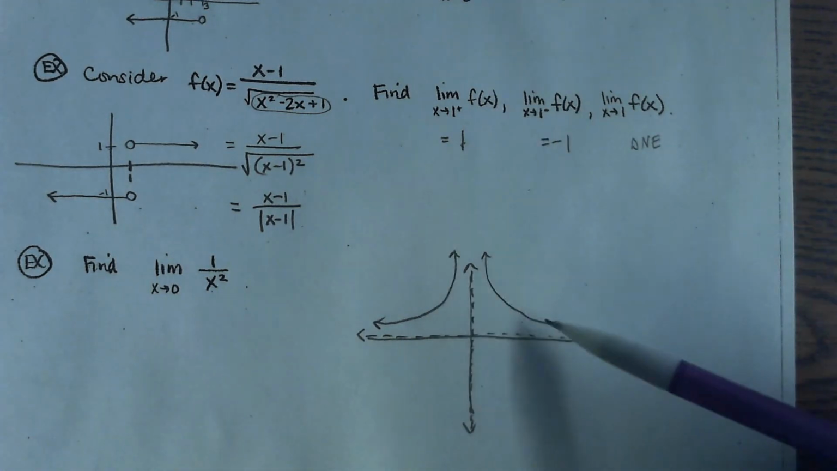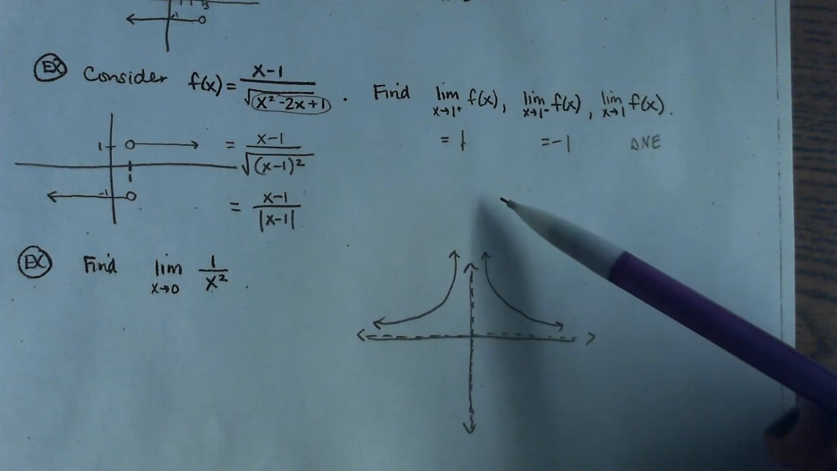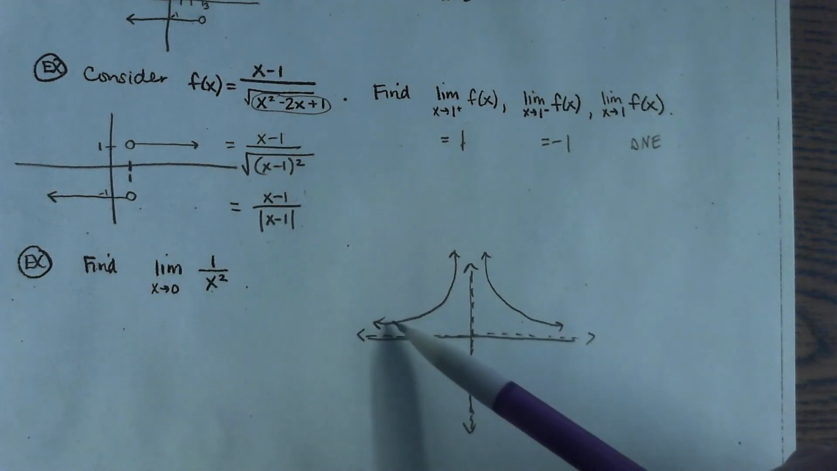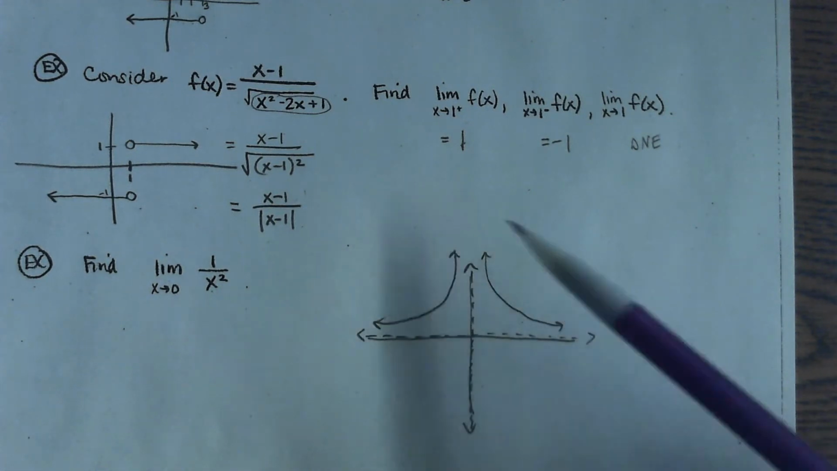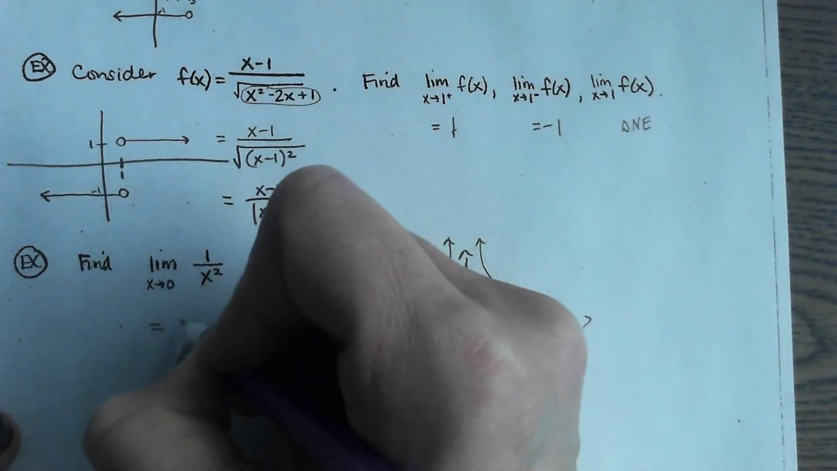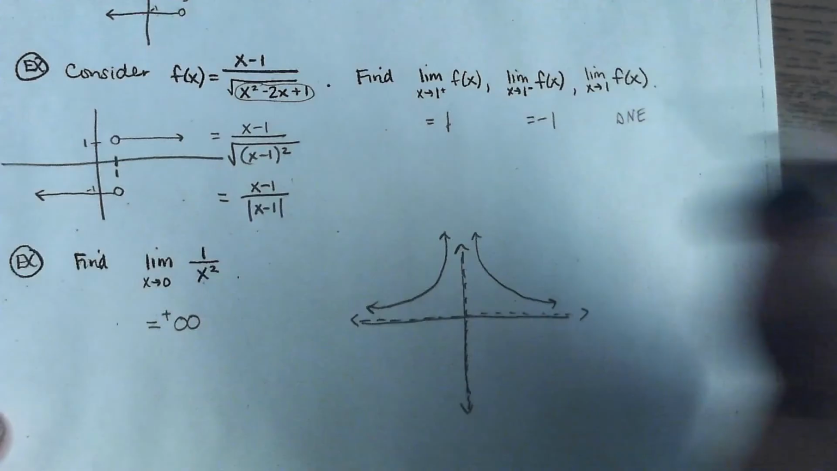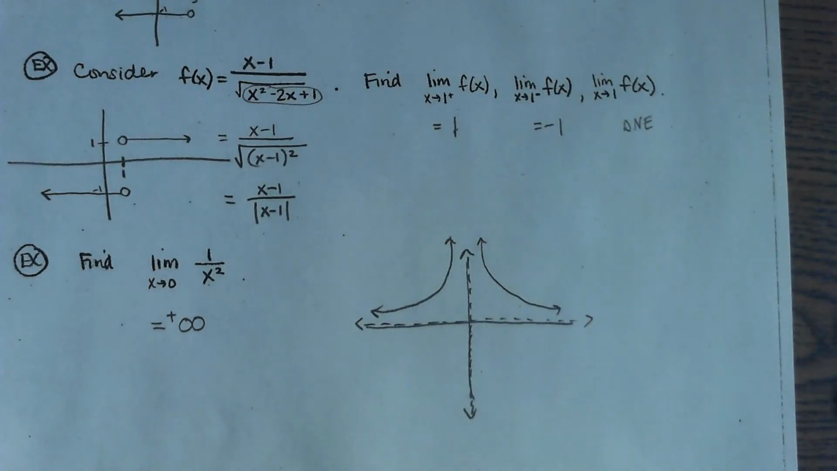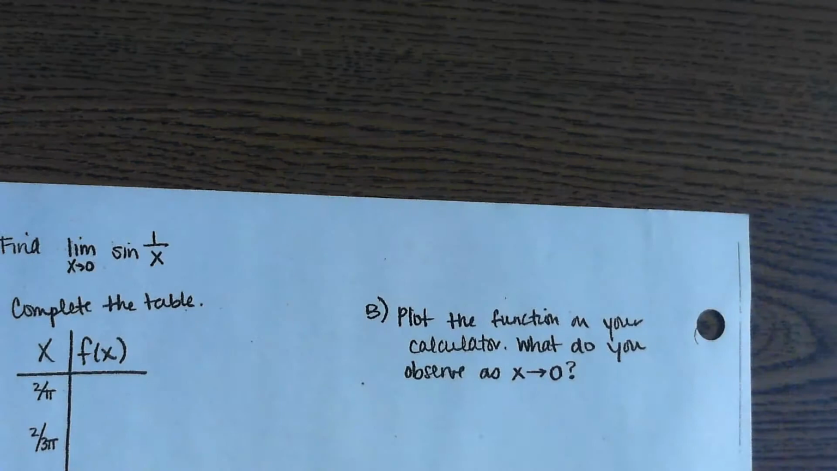And so from the right, it's going towards positive infinity. As we approach 0 coming in from the left, it's approaching positive infinity. Those two infinities actually are the same type, both positive. So this answer would be positive infinity, which is just a more specific version of does not exist. Good? Okay. All right.